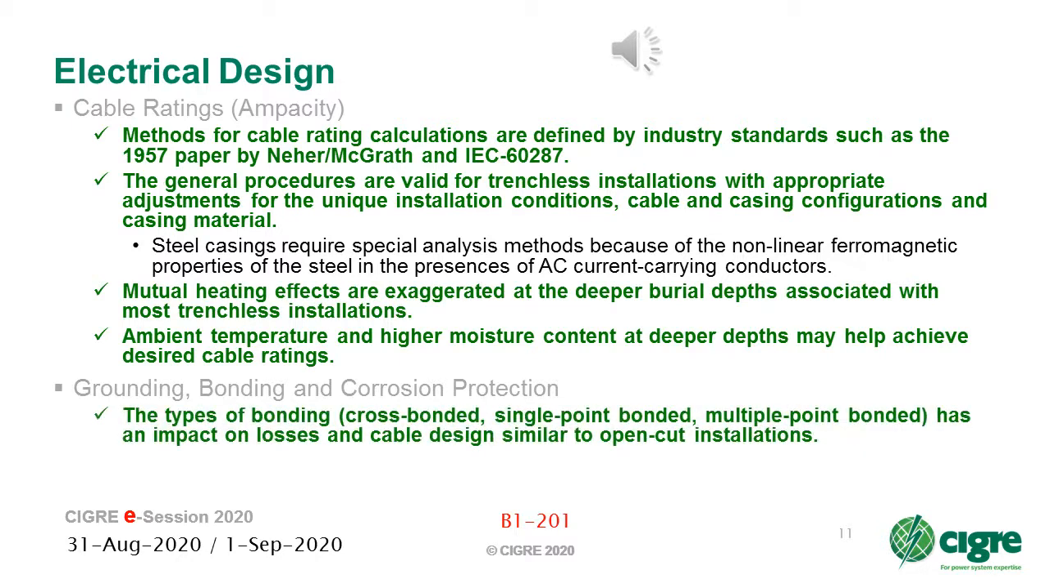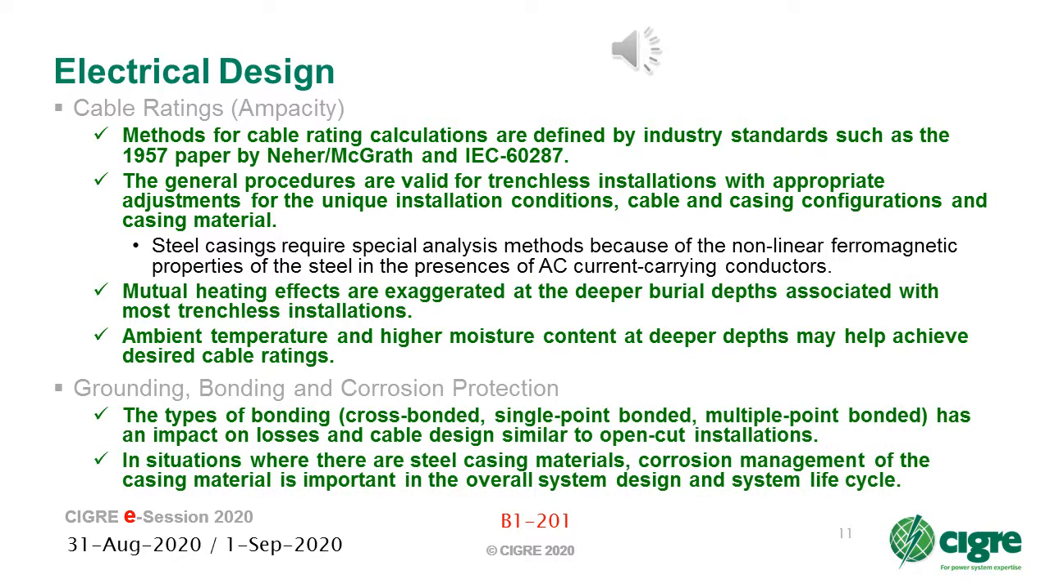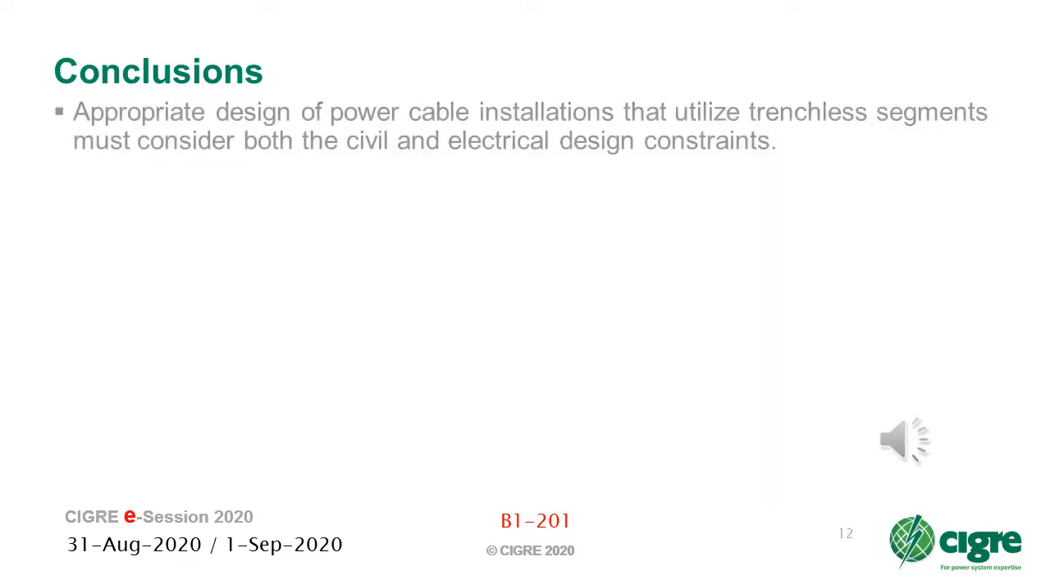Trenchless sections may be longer than conventional open cut sections, and this could impact the bonding systems for underground cable circuits, especially where cross bonding or single point bonding are used because of the impact on induced voltages and currents. Also, in situations where steel casing is being utilized, this could impact the effectiveness of any corrosion protection systems associated with the cable system. An appropriate design for power cable segments to be installed using trenchless methods must consider both the civil and electrical engineering design constraints.